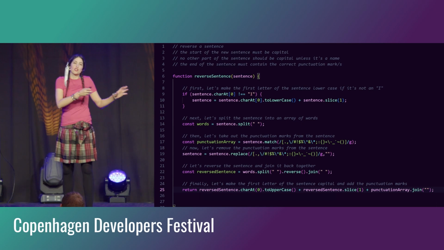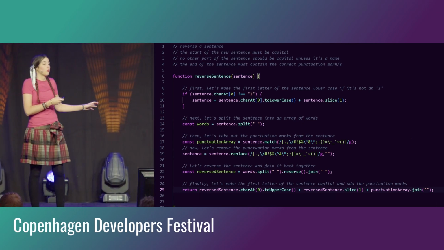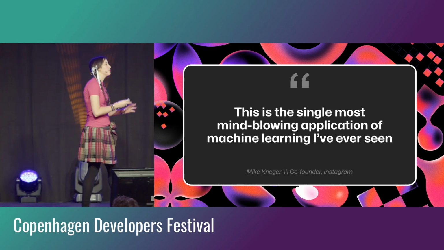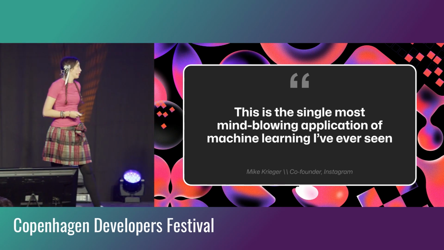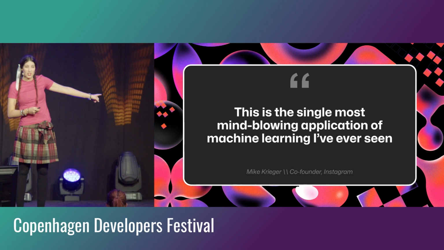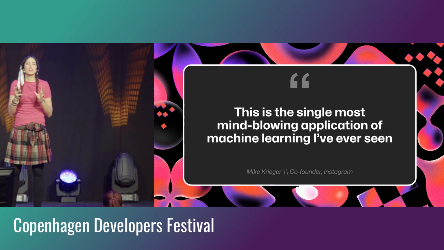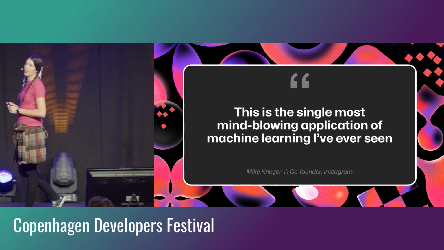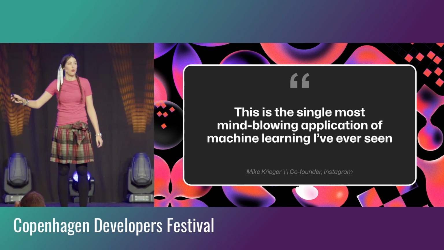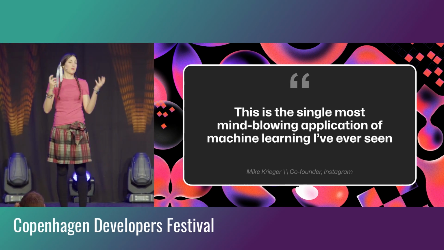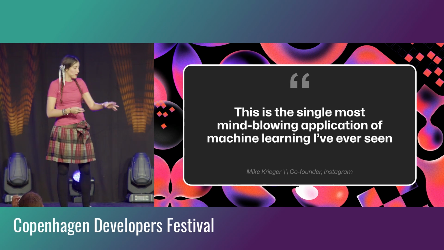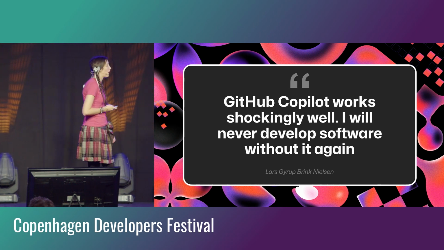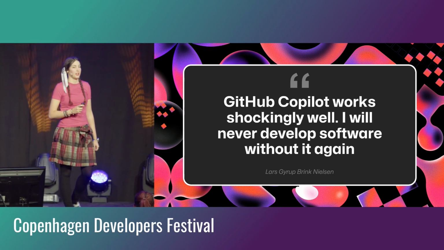Now, I'll come back to this in a little bit. But when we first showed this off, back in 2021, right at the end of 2021, people said things like, it's just magical. It's mind-blowing. If you've heard of a company called Instagram, they tried this out and they said this is the most mind-blowing application of machine learning that we've ever seen. Now, bear in mind, this is just before ChatGPT was really commercially available to the public, so developers were getting their hands on this first. And this one too: it works so well, I'm never going to develop software without it again.